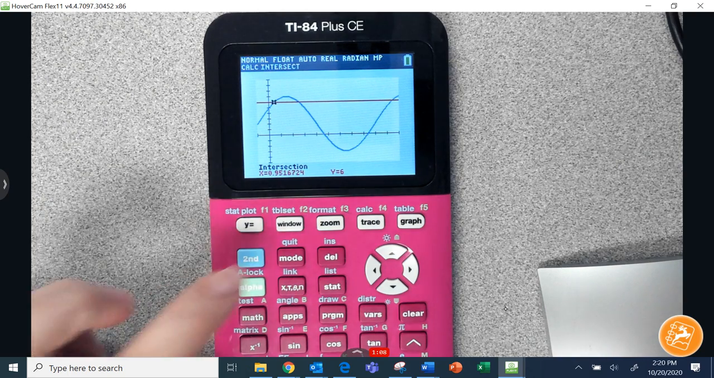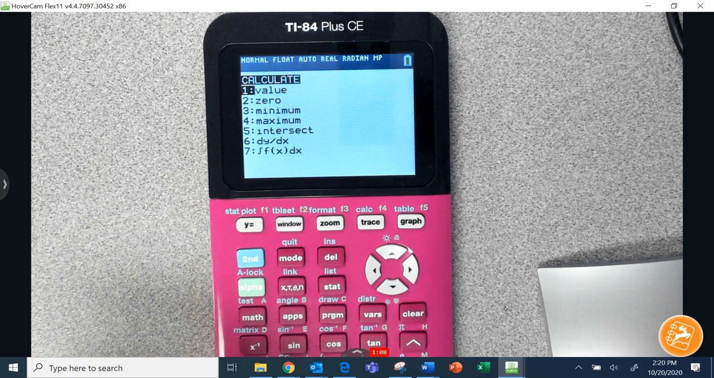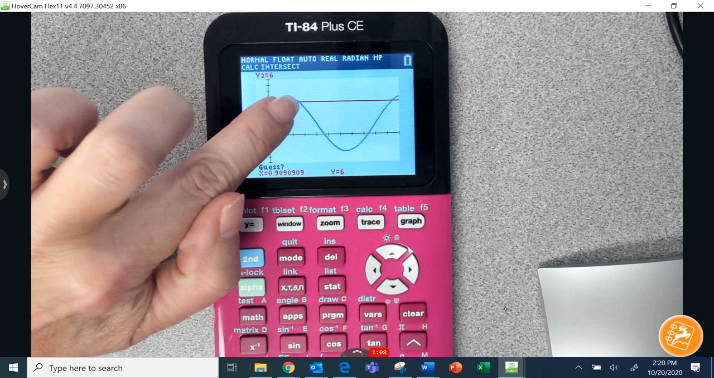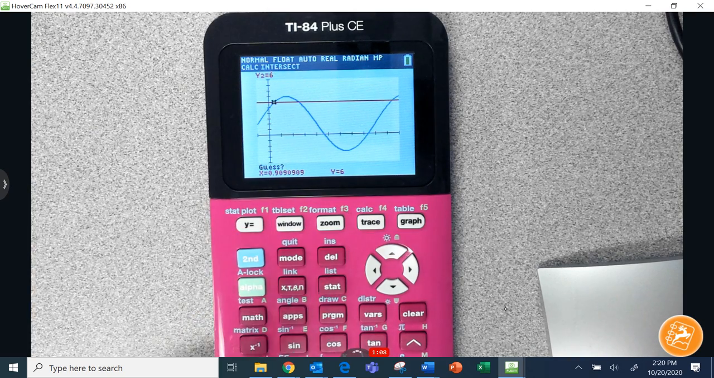So I'm going to do that again. Second trace, intersect, and for around 5, when we wrote it on our paper. So I'm going to guess around 5, and it is 5.048. Sorry, I had written that down. One more time, second trace.